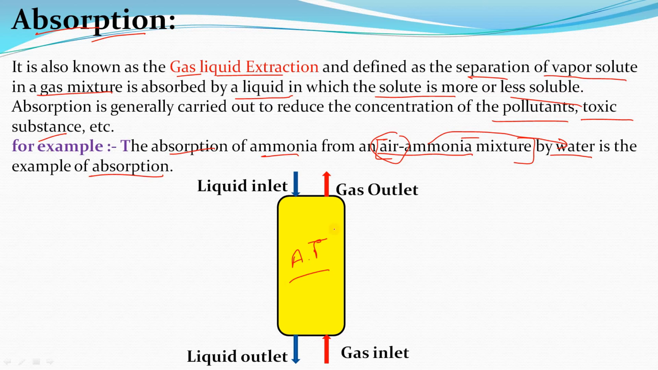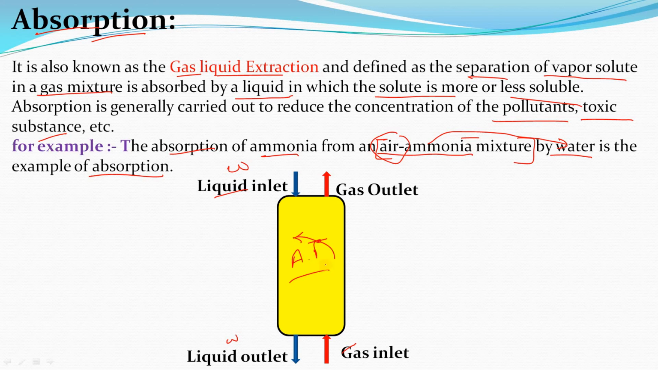What happens there? The liquid inlet is from here, suppose this is a counter current operation, right? So water comes from here and the water outlet goes from here, and the air ammonia mixture comes from here and contacts within the absorption tower. So what will be the direction? So the direction will be this. Why?